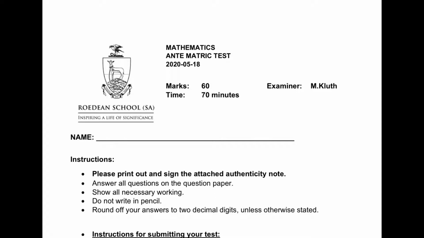Right, Ante-Matric, this is a walkthrough of your recent test that you wrote. So the idea is that you can go through this and check your answers, check the working out, and if there are any questions, you can then check with your own teacher for any further clarification.